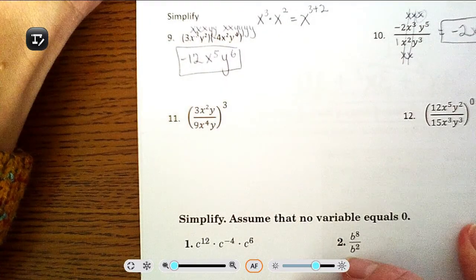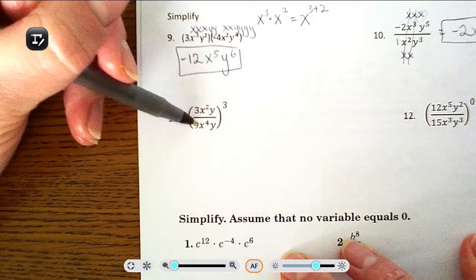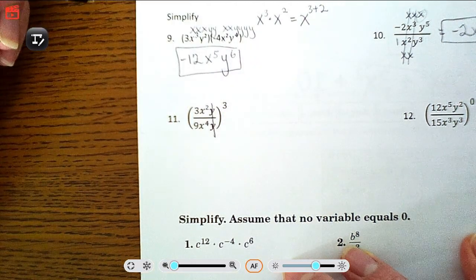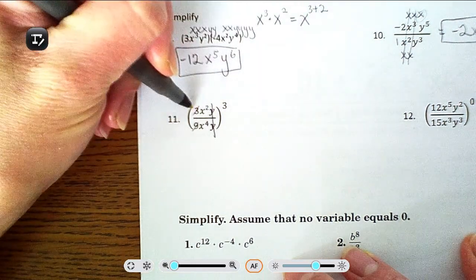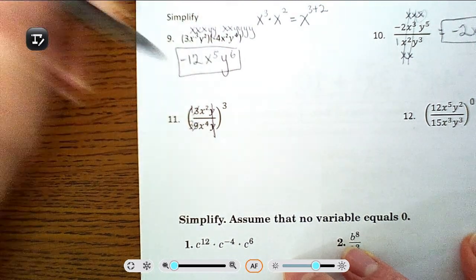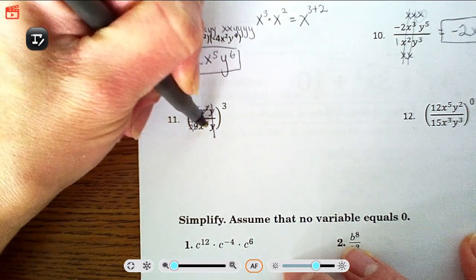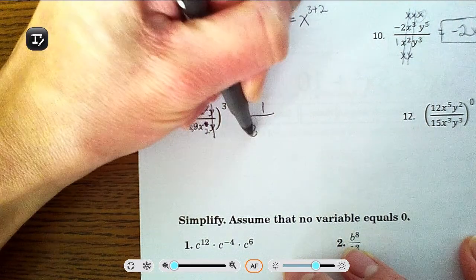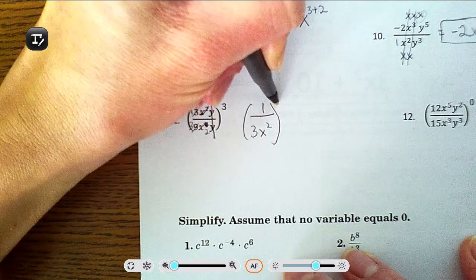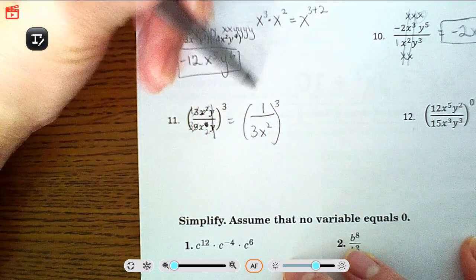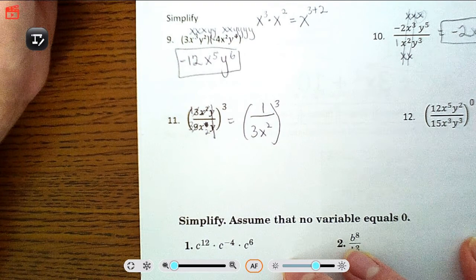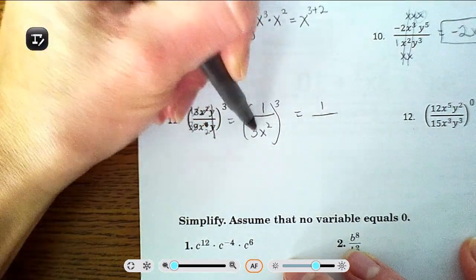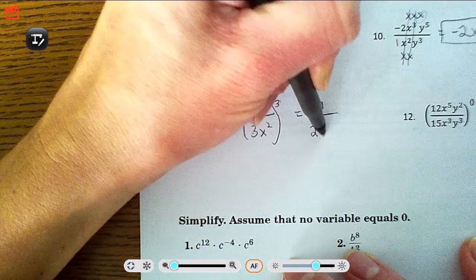Okay, cubing the whole quantity. One thing I might do first is just do some reductions on the inside. I know, for example, y divided by y goes away. 3/9 is 1/3. And 2 of these will go away with 2 of those. So I really have 1 over 3x squared, to the third. That's a lot less to bring to the third power. Okay, so 1 times 1 times 1 gets me just 1. And 3 to the third gets me 27.